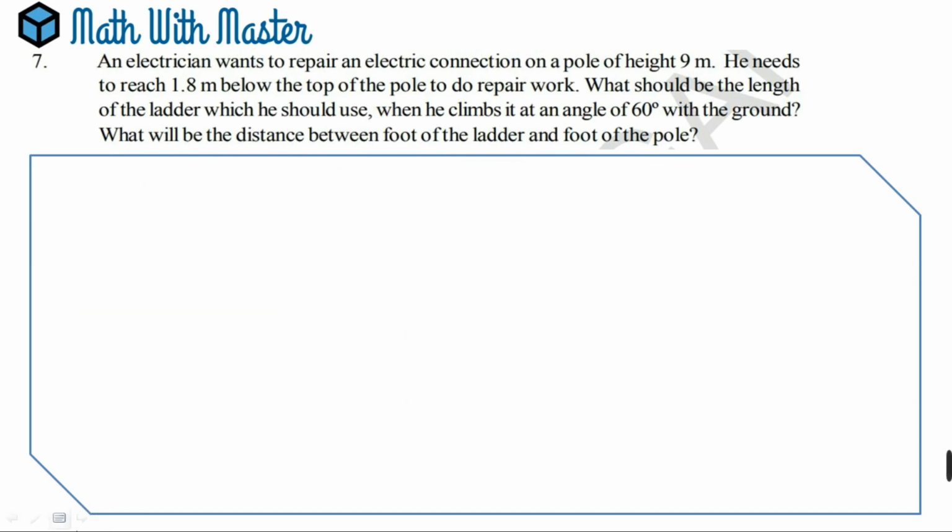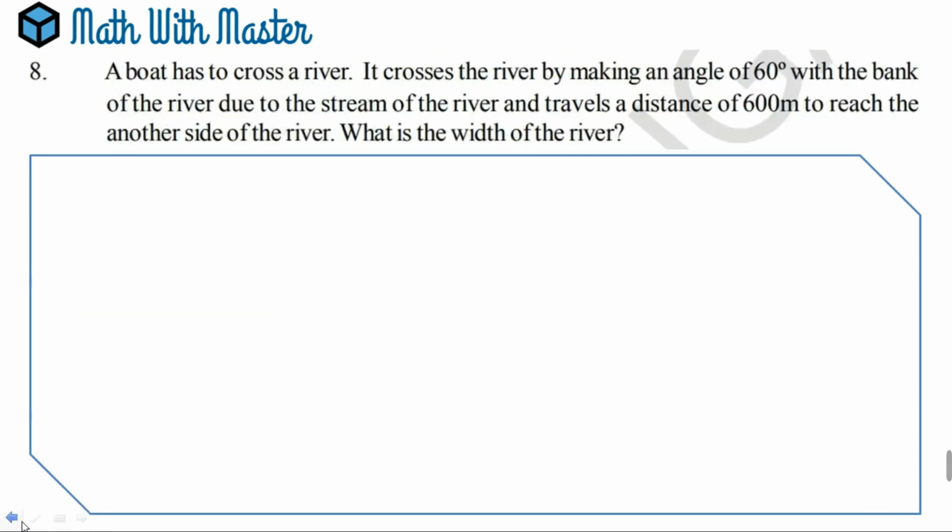So we will move towards the next question. A boat has to cross a river. It crosses the river by making an angle of 60 degrees with the bank of the river due to the stream of river and travels distance of 600 meters to reach the another side of the river. What is the width of the river?